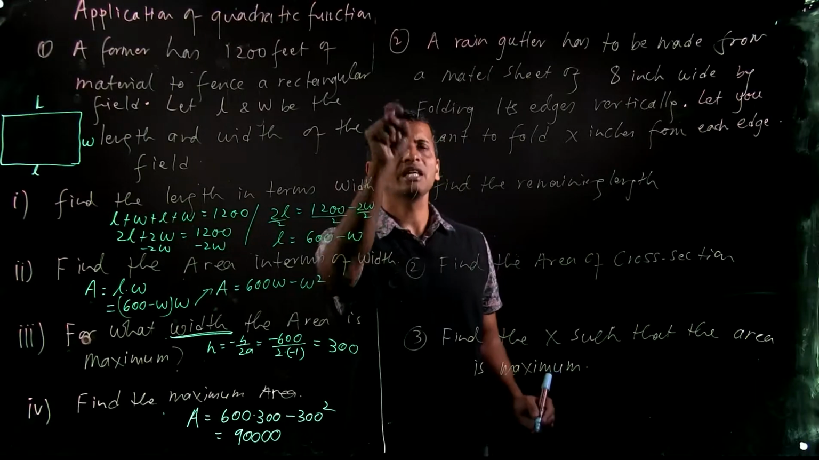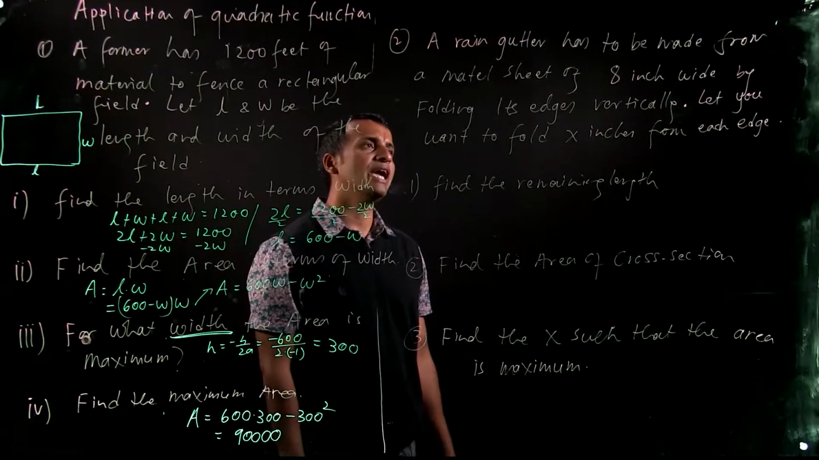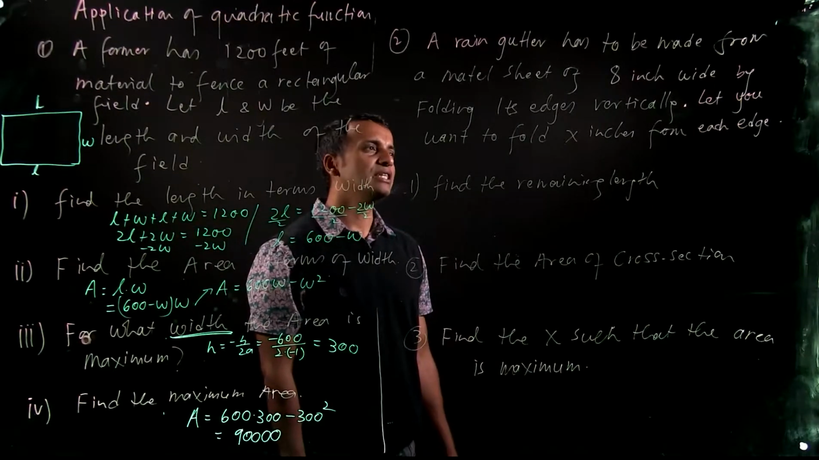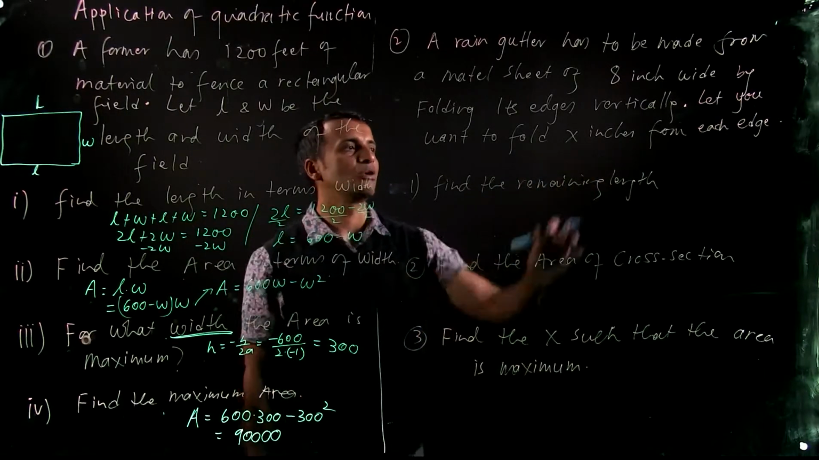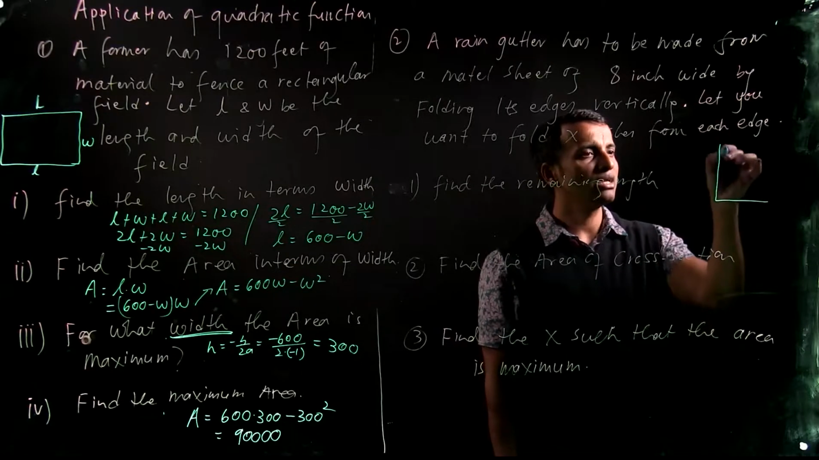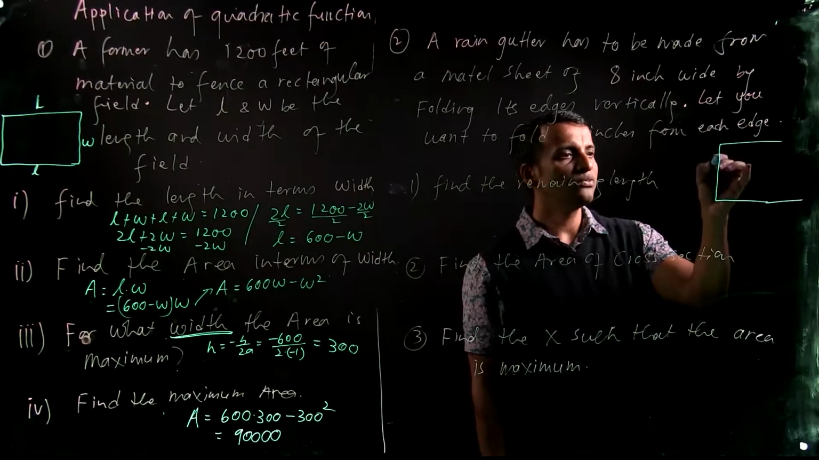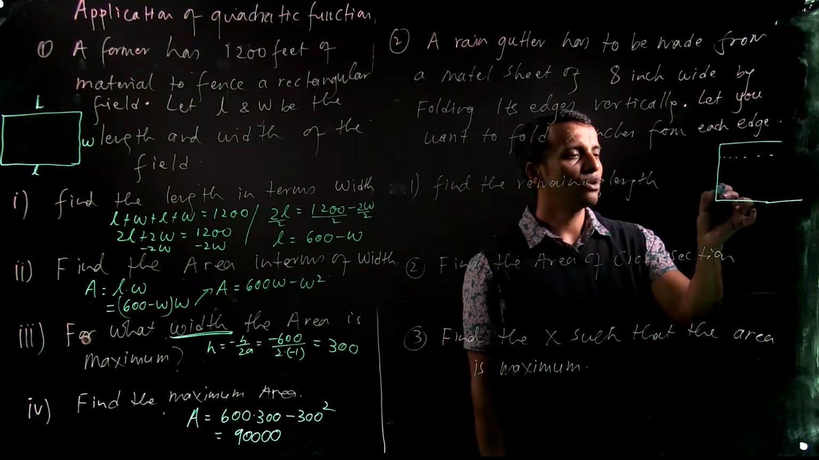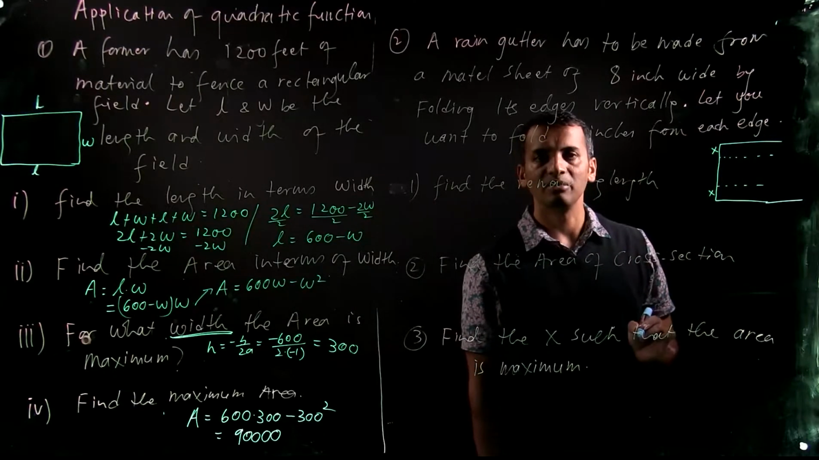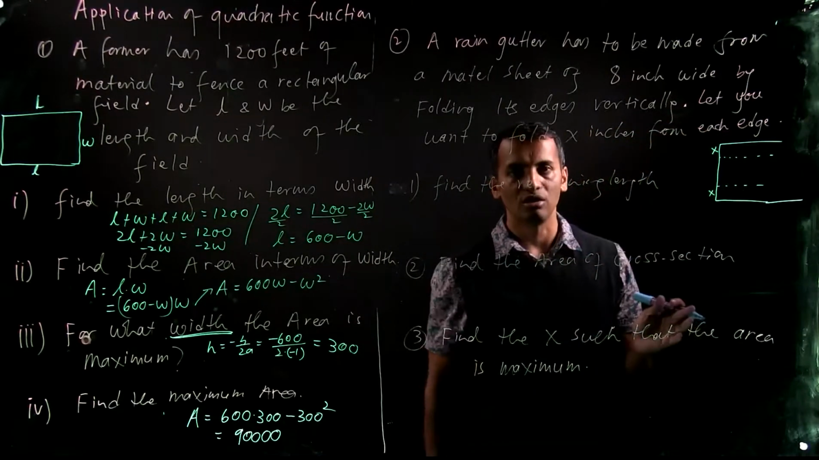This is one example. In the next example, a rain garden has to be made from a metal sheet 8 inches wide by folding its edges vertically, x inches from each edge. What does that mean? There is a metal sheet 8 inches wide, and you want to fold the sheet from its edges x inches from each edge and then raise it vertically so that it will be a gutter.